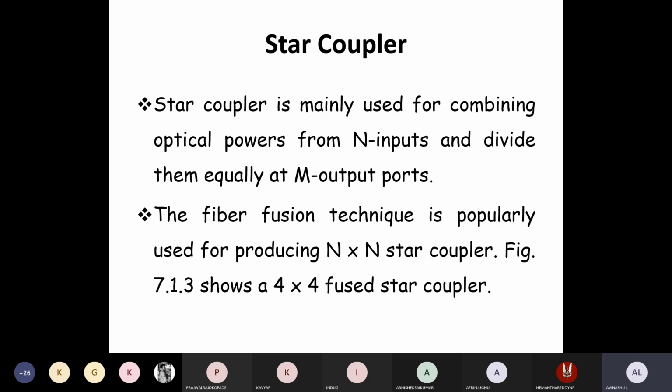Later we started with understanding the star coupler. A star coupler is mainly used for combining optical power from n inputs and dividing it equally among m outputs. Here you can see there are different numbers of inputs and different numbers of outputs that we are going to consider. After that, the fiber fusion technique is popularly used for producing an n cross n star coupler.